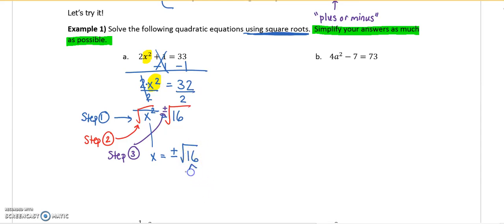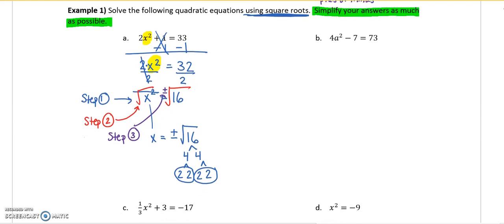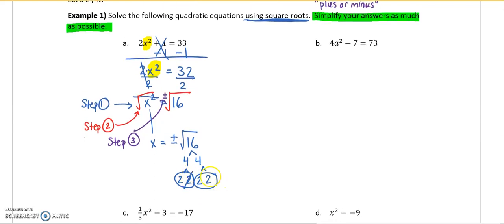So 16, I can break that down into 4 times 4. And then each 4 can become 2 times 2. Remember, I'm looking for pairs. So there's one pair, and there's another pair. And every pair that I find, just one of those numbers comes out. So I get to bring out a 2 and then another 2. And we multiply. So that'll be 2 times 2, which is 4. So my final answer is x equals plus or minus 4.